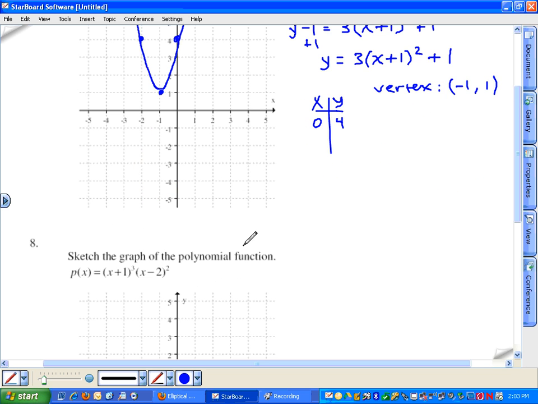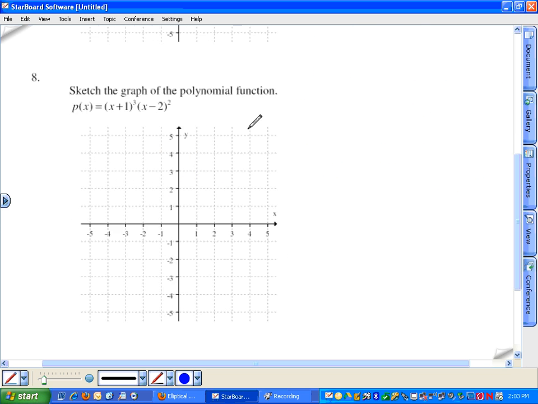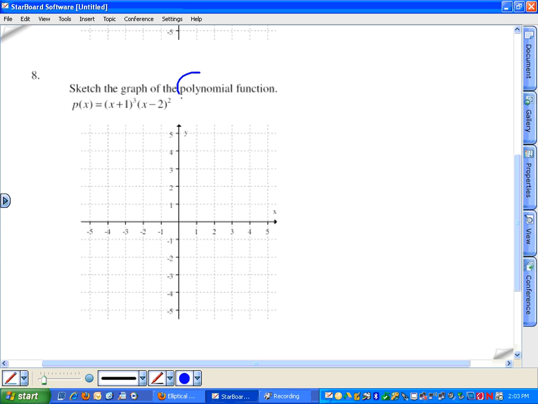Okay, sketch the graph of a polynomial function. The graph of a polynomial function, a couple of key things to remember. First of all, it's smooth and it's continuous. Smooth means there's no corners. Like a V-shaped absolute value graph, that wouldn't be considered smooth. Continuous means there's no gaps or holes, like the piecewise function we just graphed back in part 1.